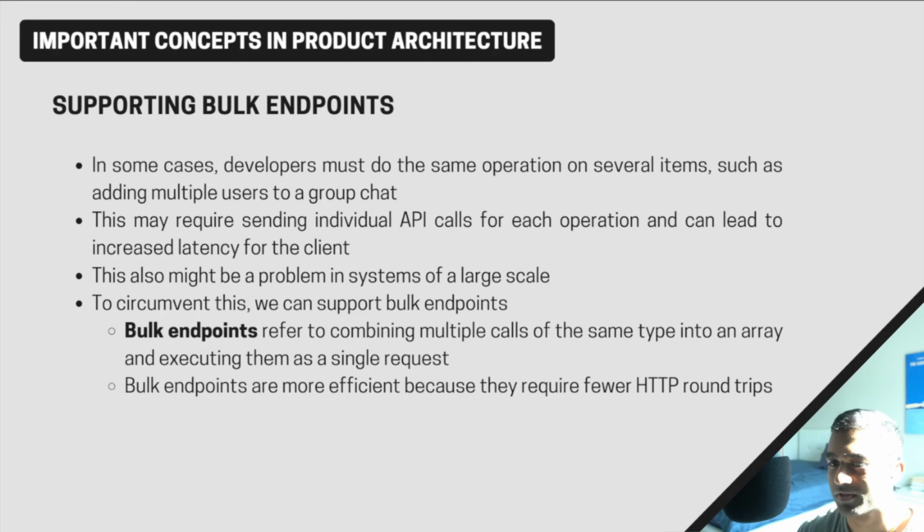Bulk endpoints refer to combining multiple calls of the same type into an array and executing them as a single request. Bulk endpoints are more efficient because they require fewer HTTP round trips.